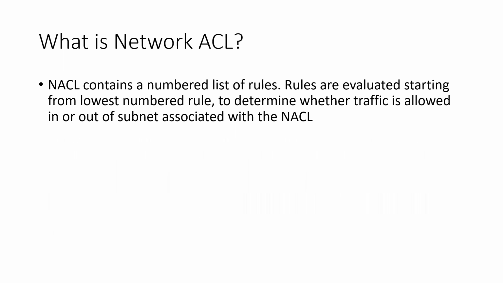Network ACL contains a numbered list of rules, like 100, 200, 300. The rules are evaluated starting from the lowest numbered rule to determine whether traffic is allowed in or out of the subnet associated with an NACL. So when I get the packet, I will evaluate it.